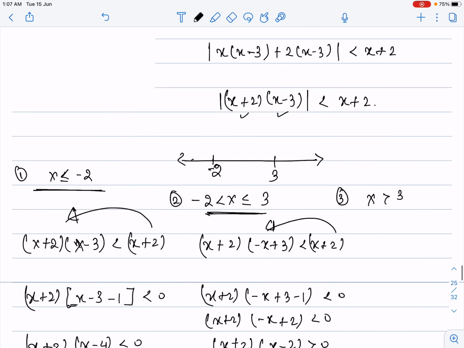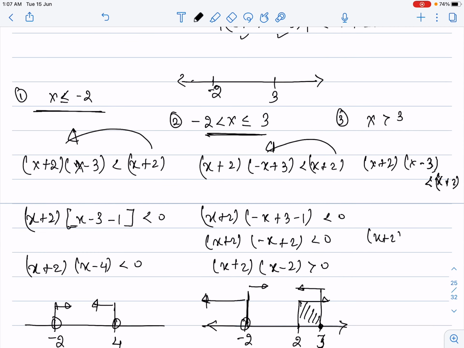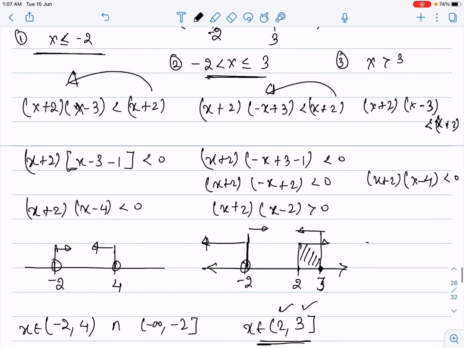Let's move ahead. For x greater than 3, I'll write the first mod as positive, x plus 2, and the second mod also as positive, that is x minus 3, less than x plus 2. So let's bring x plus 2 from RHS to LHS. So x plus 2 taken common into x minus 4 less than 0. So we'll get the values of x in between minus 2 and 4. Now guys, we would have to take care of x greater than 3. So x greater than 3 means like this will be going.